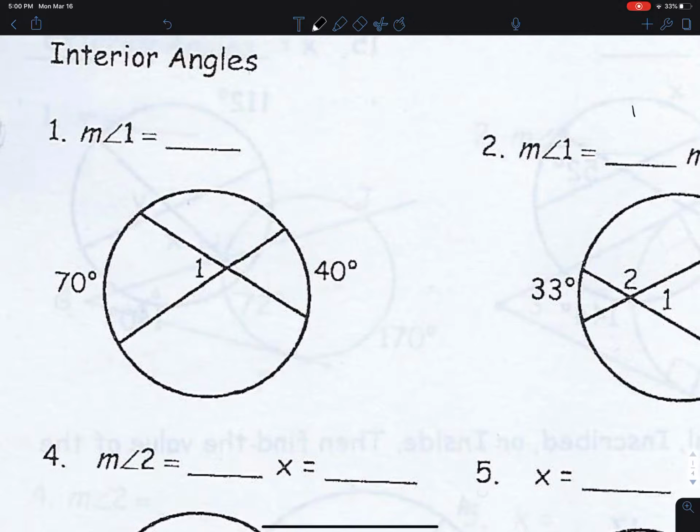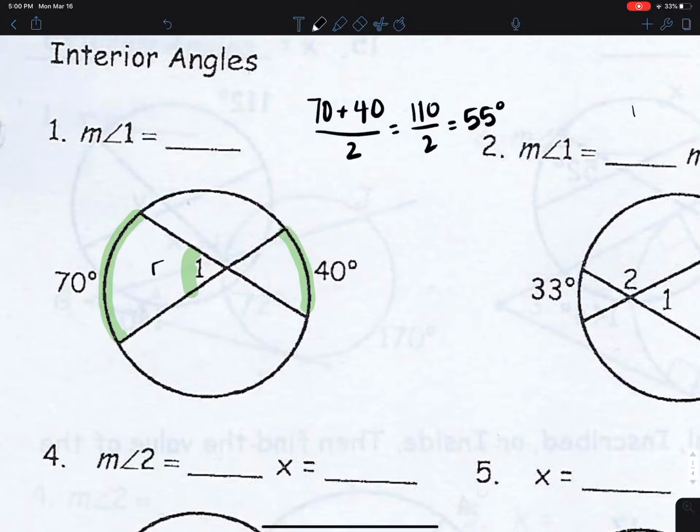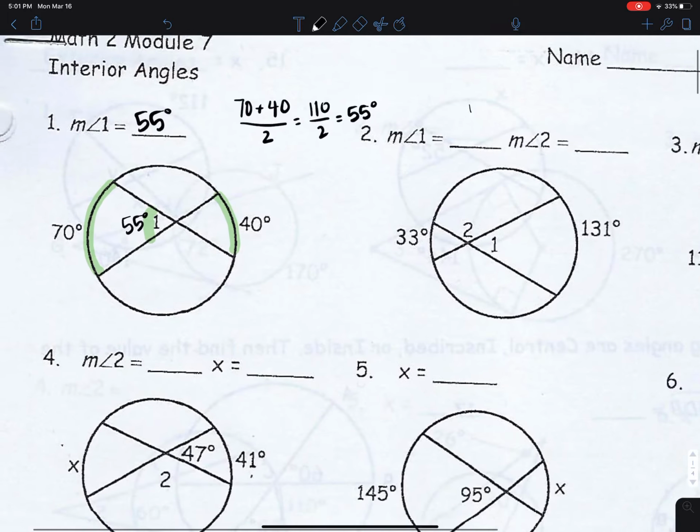What we do is we look at the arcs. So here we have 70, and that's across from 40. So our angle here is angle 1. And when we have an interior angle, we add them together and we divide by 2. So here we get 110 divided by 2, which gives us 55 degrees for angle 1. And that is number 1.